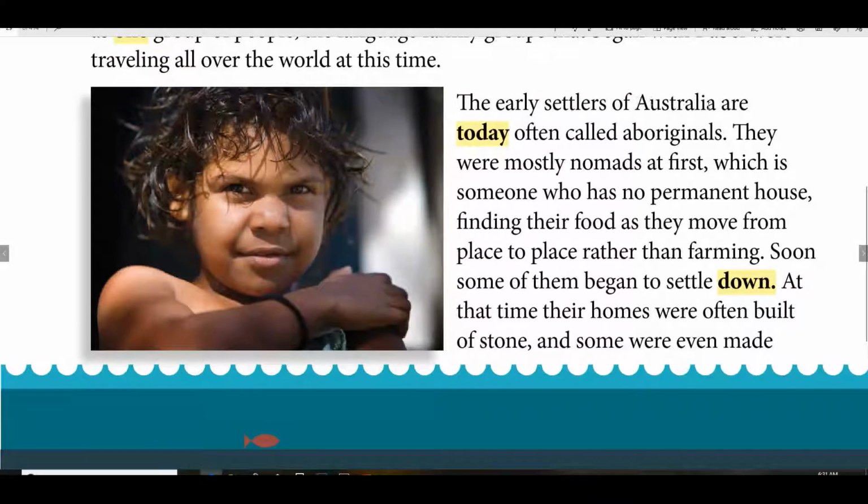The early settlers of Australia are today often called Aboriginals. Right here, see this big word? Aboriginals. Those are the people that first settled in Australia. They were mostly nomads, which means someone that doesn't have a permanent house. They just kind of go from place to place, and they find food as they go from here to there, and they farm. Would you like to be a nomad, where you didn't have a home and just kind of went back and forth everywhere you wanted to go? Kind of sounds like it'd be fun, but I bet it'd be very hard.